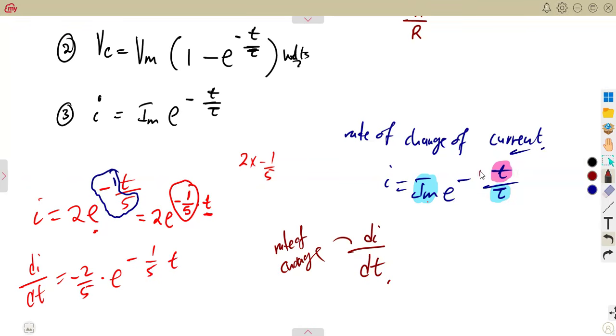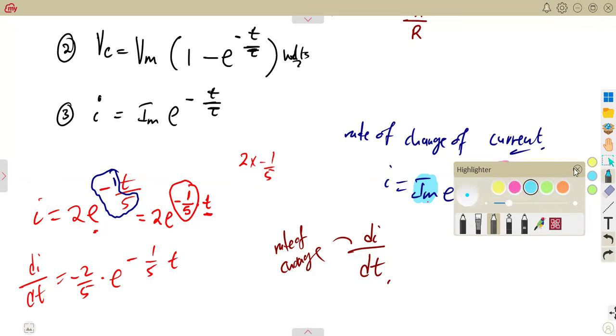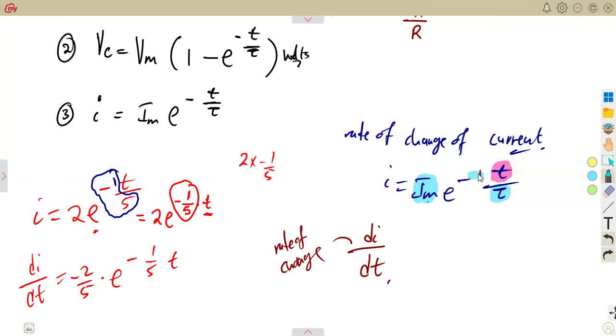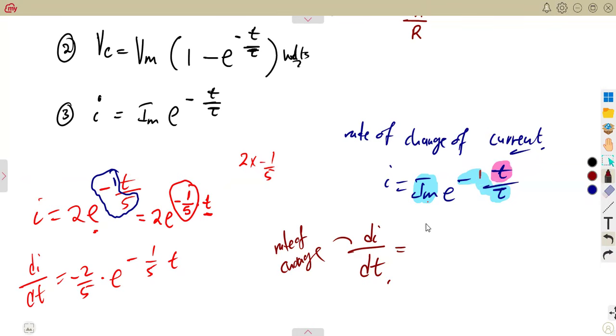So if you consider that in this present case, the minus 1 over tau, we are going to take it as it is. This is our constant, the whole of it. I hope you understand what I'm trying to say there. So we have to drop that exponent down. By dropping this down, it was supposed to be Im times, because you drop this down, it multiplies. So it's going to be times minus 1 over tau.